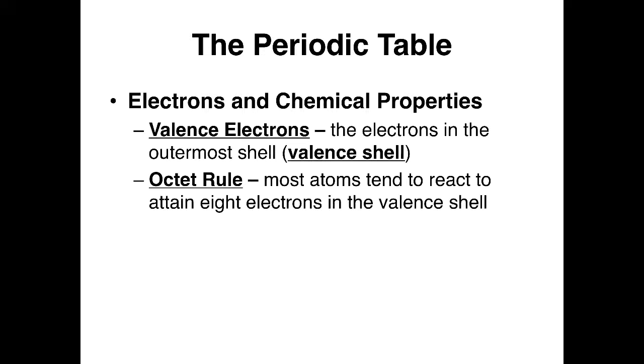Now, obviously, with an element like hydrogen, whose outermost shell can only contain 2 electrons, this octet rule doesn't apply. But in virtually all other atoms, the attempt being made by every atom involved is to try to get 8 electrons in its valence shell.